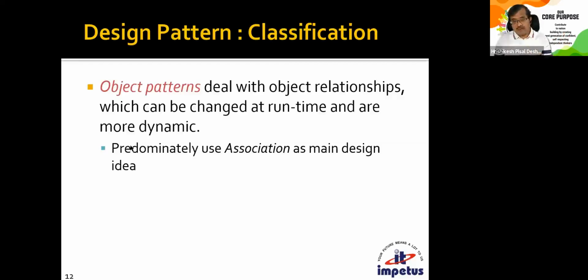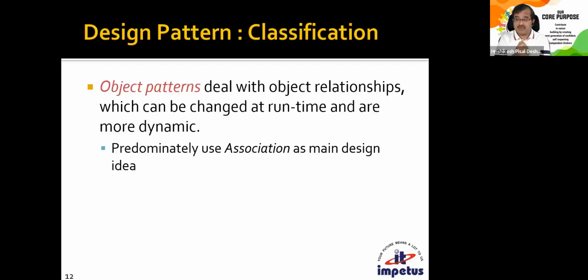And if it's an object pattern, it deals with object relationships which can be changed at runtime and are more dynamic. And this is the beautiful part of it. You can add behavior, you can remove behavior. Once you design a class, it is static. It will have a set of behaviors. You cannot alter the behavior of a class, isn't it? And even if you extend that class, that's again fixed. That cannot change over a period of time. For every new behavior, we have to extend and create a new class. From an existing class, you cannot get different behaviors.